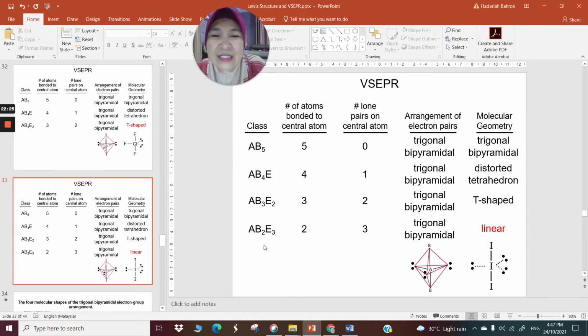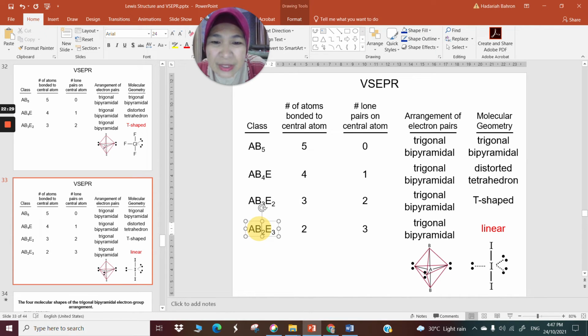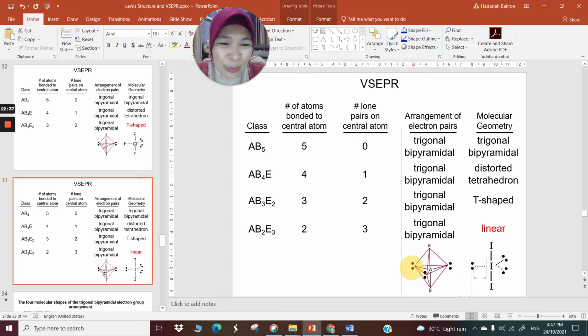And the next case is when you have AB2E3, 2 bonding pairs and 3 lone pairs of electrons. So you have a linear shape. Why do the lone pairs occupy the equatorial positions? Because the locations around the equator are more spread apart, 120 rather than 90.